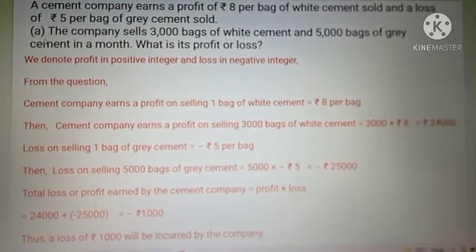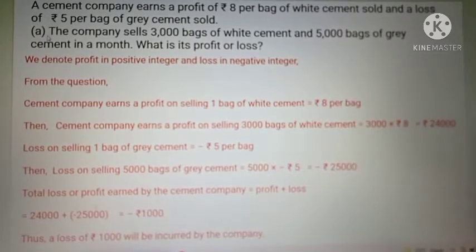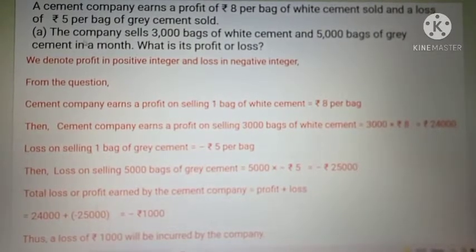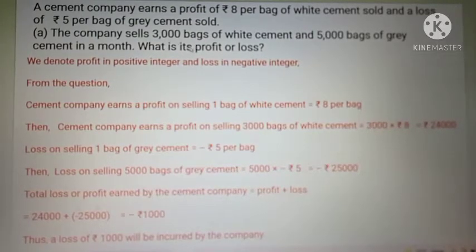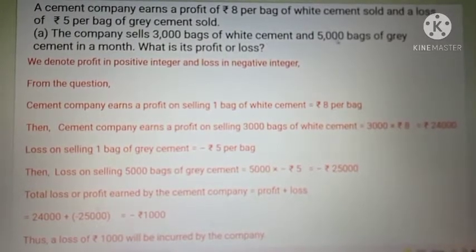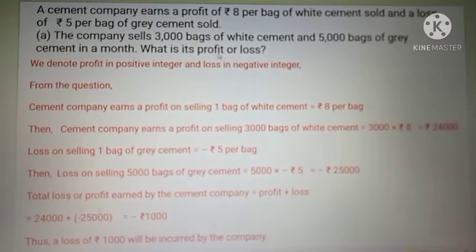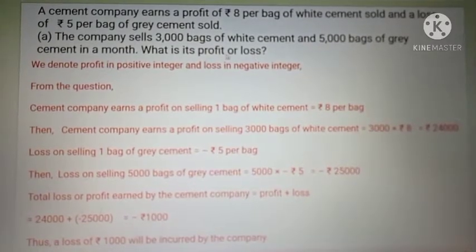There are two sub-questions. For this question, we will discuss the first one first. The company sells 3000 bags of white cement and 5000 bags of grey cement in a month. What is its profit or loss?